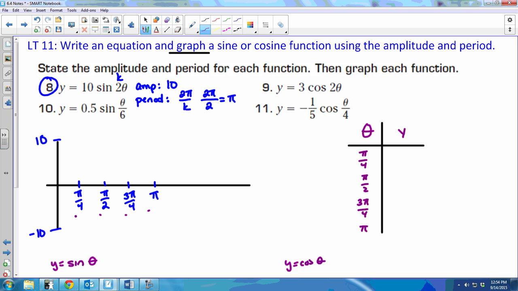And I can substitute those into this function. So I could do 10 times the sine of 2 times pi over 4. What is 2 times pi over 4? It's 2 pi over 4, and we already decided 2 pi over 4 reduces down to pi over 2. Then you could use your unit circle. And the sine of pi over 2 is 1. And 10 times 1 is 10. So there must be a point at pi over 4, 10.